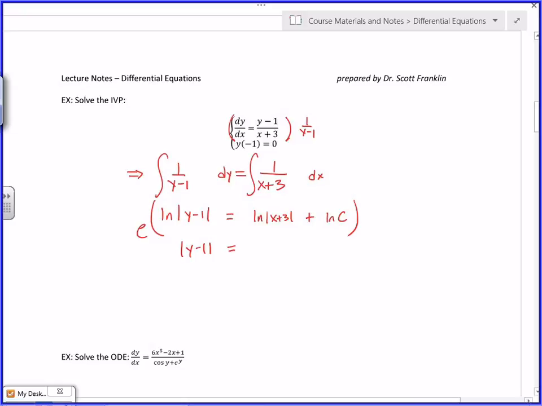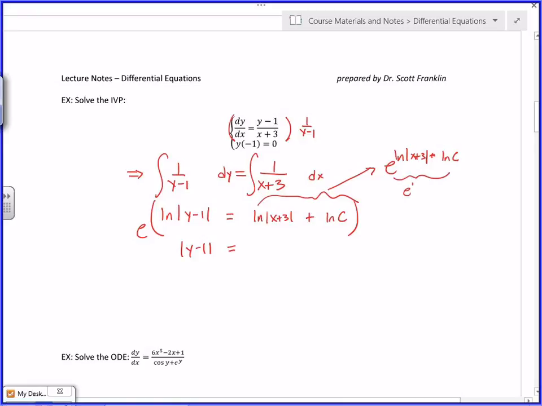It'll be nice. On the right-hand side, here's where this comes into play. I'm going to come off to the side so you can see this. You have e to the natural log of x plus 3 plus natural log of c. Doesn't it get rid of the natural log though? Well, if you're adding, you're just multiplying together. Exactly.